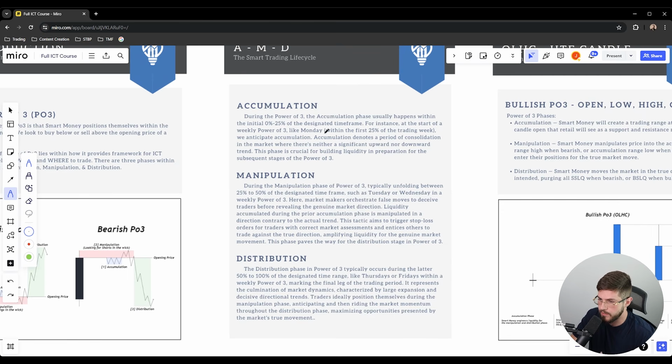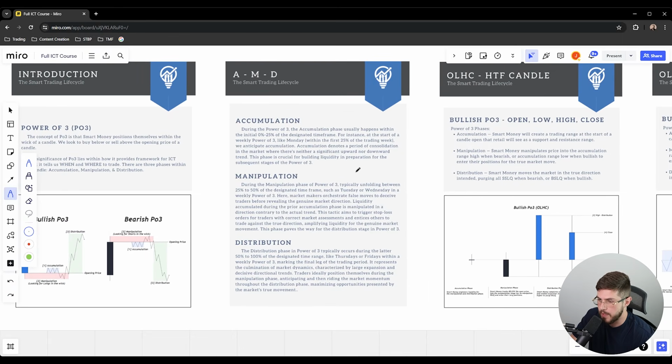So again, you can download this whole board. I'm not going to read every word of this whole ebook, but essentially, the market is going to move from accumulation to manipulation to distribution, okay? So distribution and manipulation is what you want to trade. You want to stay away from accumulation.